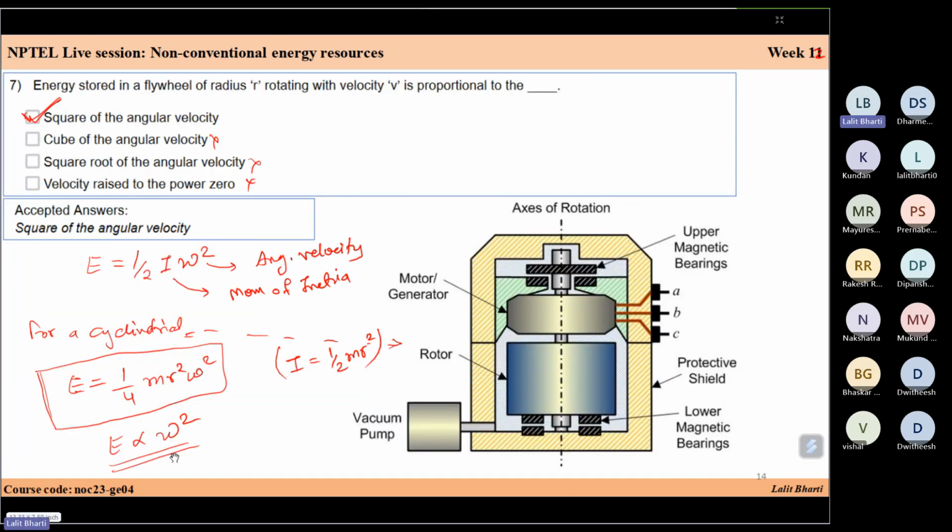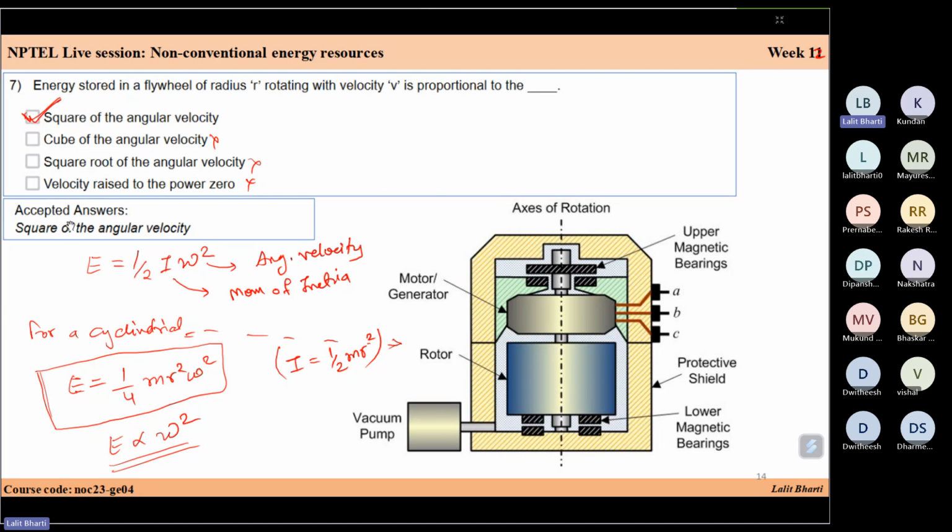Then we have again a question on the flywheel. It is asking about the energy stored in a flywheel of radius r, rotating with velocity v; it will be proportional to what? We have already seen the mechanism of a flywheel, and we know the energy for a flywheel is half I omega square, and for a solid cylinder the moment of inertia is equal to half m r square. Here m is the mass and r is the radius of the cylinder. If you put the value of I here, you will get 1/4 m r square omega square. So basically we got the similar relation that the energy is proportional to omega square.